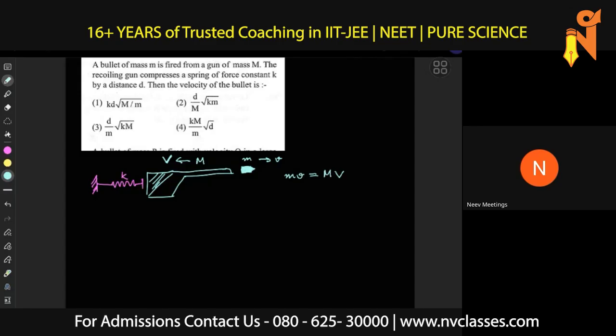With so much energy, the gun is going backwards, and then it compresses the spring and stops, right? The velocity becomes 0. So what equation will you write for that? Energy conservation. The initial kinetic energy will be equal to the final potential energy. Now speak out the equation. Half M V squared equals half K D squared, where the compression is D and the spring constant is K.